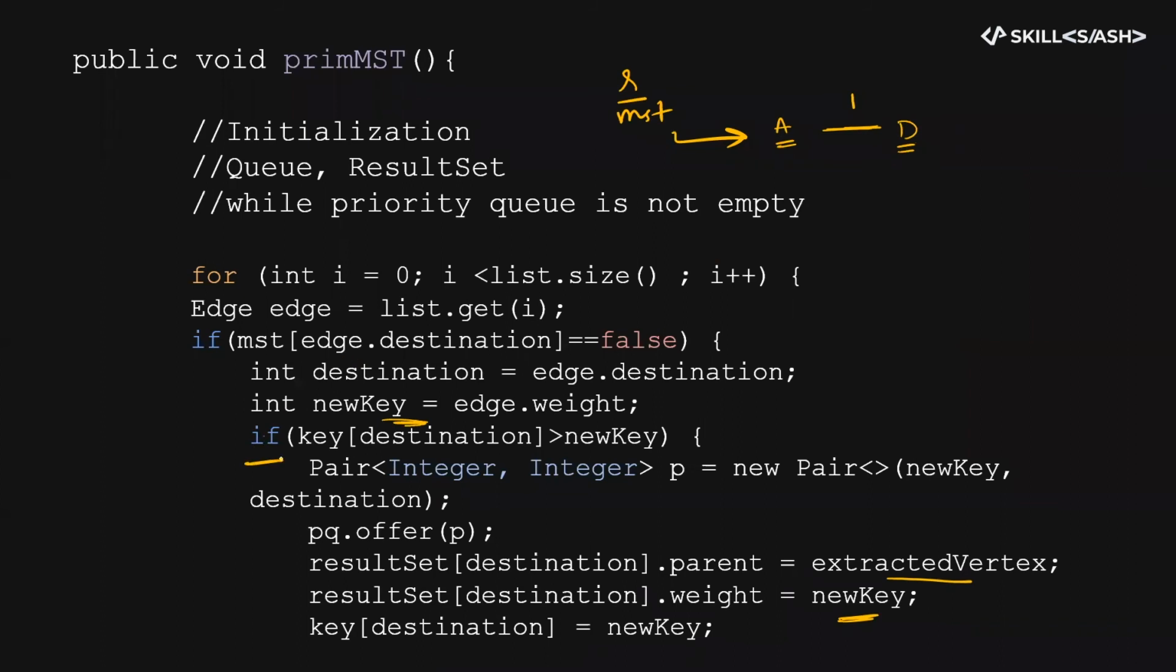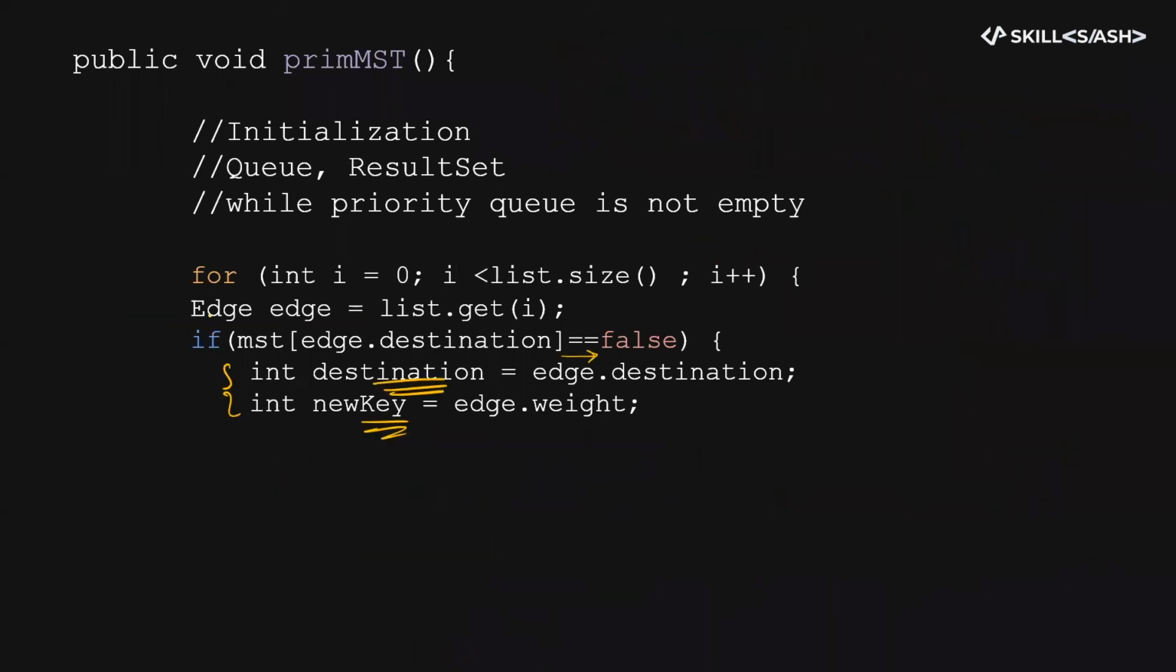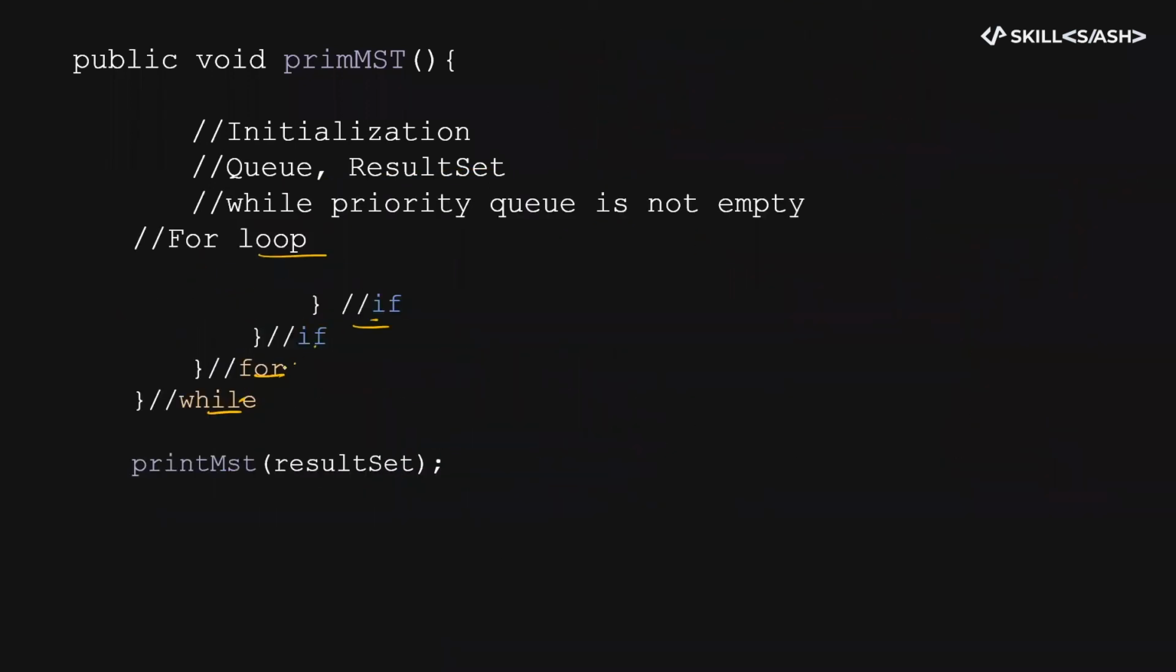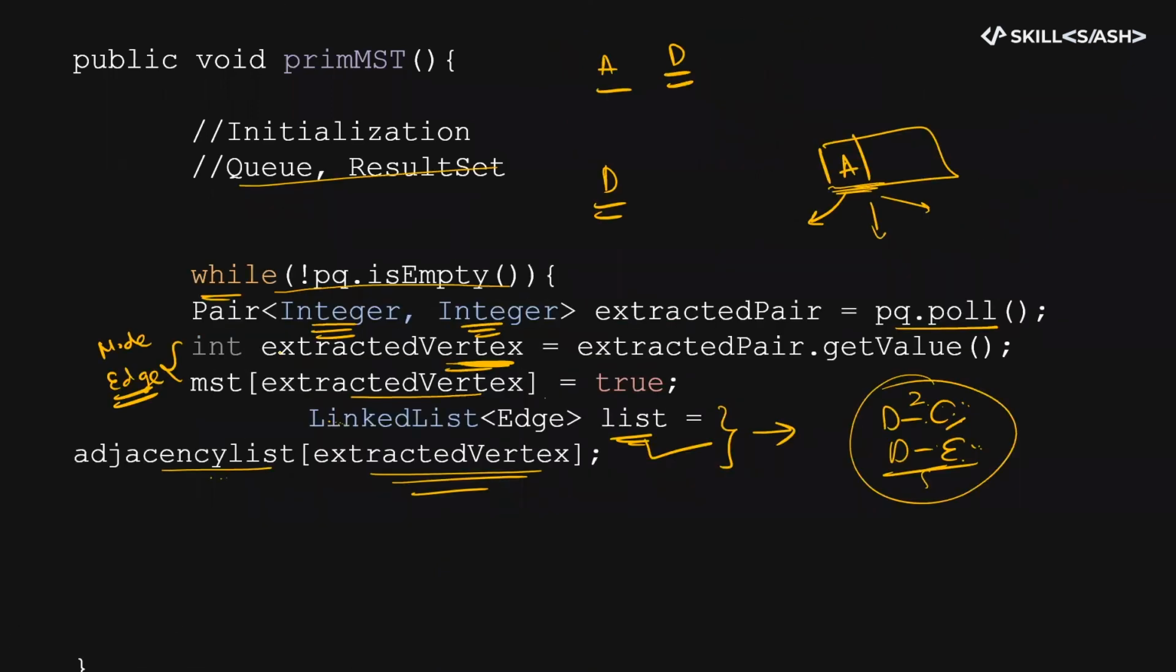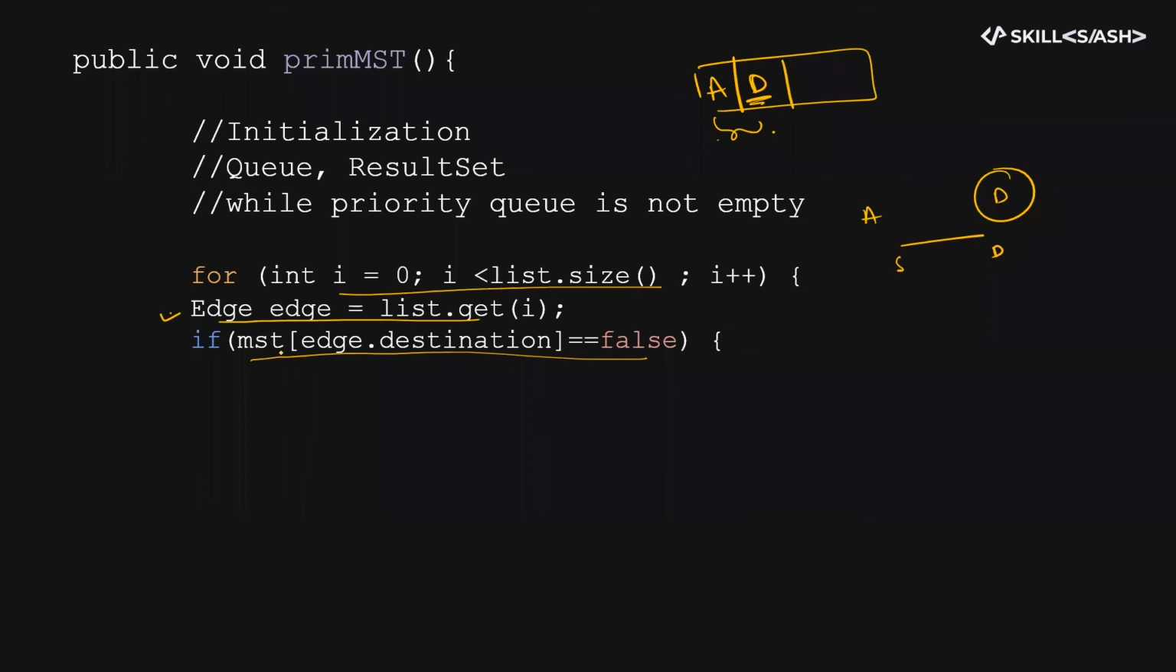And this if, this if, this if, this if, this for, and the previous while which is here. This all completes: the ifs, for and while. And at the end, you just print the result set. So print is the function, again, print minimum spanning tree. We'll see how you can print that. But in this way, your code completes in just one while loop and one for loop. While loop over the priority queue, for loop over all the edges. Clear? Or should I explain it once more?